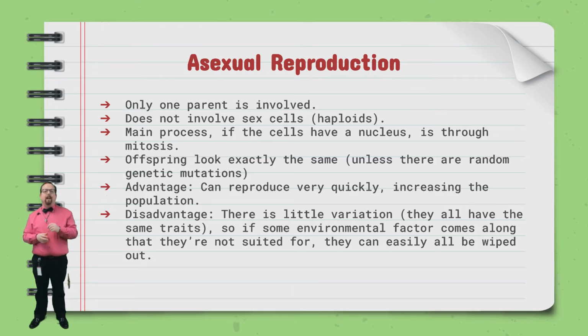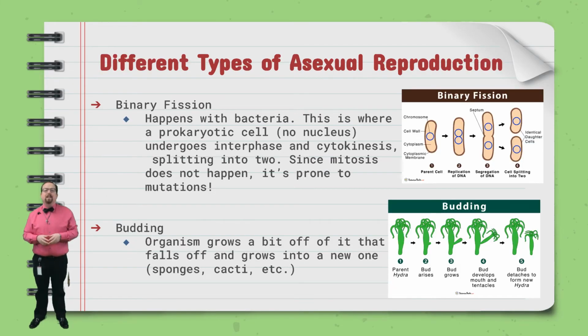The main disadvantage is that the whole population will all have the same traits, which means any environmental change that's negative will affect the whole population. In other words, if it's bad for one of the organisms, it'll be bad for all of them. This makes it really easy for the whole population to get wiped out. There are several different types of asexual reproduction. We're just going to talk about 6 of them today.